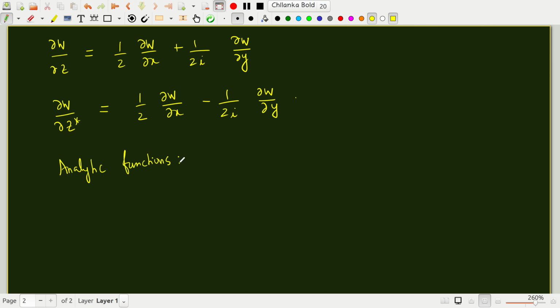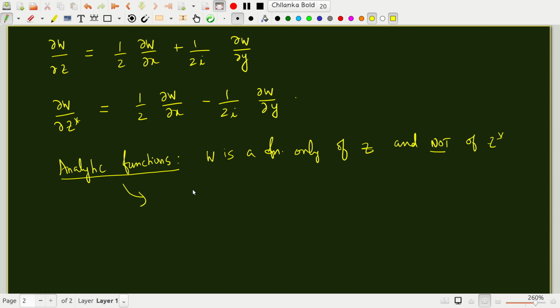Now what are analytic functions? There are various ways in which you can define analytic functions. The simplest way is to say that w is a function only of z and not of z star. That is, you define analytic functions such that partial w partial z star is identically 0. This is the definition of analytic function.